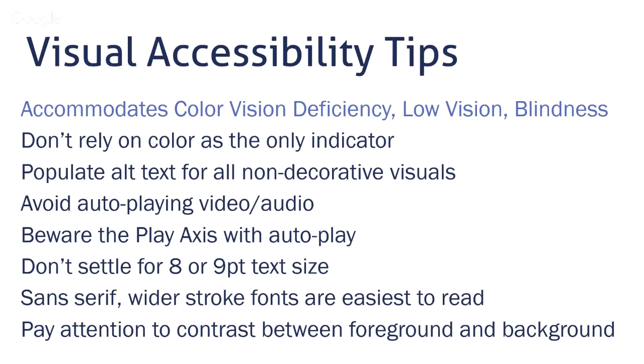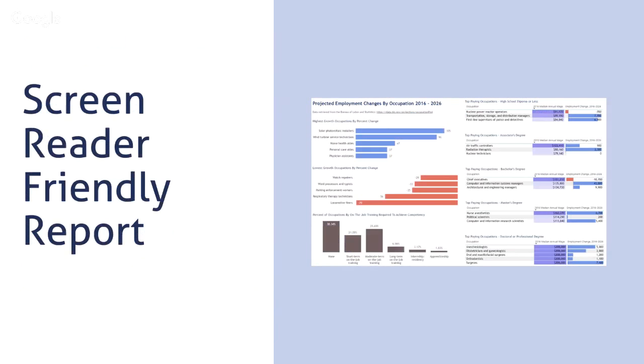When you're choosing a font, the general guidance is sans serif fonts are easier to read. What you want to pay attention to is wider stroke fonts, not meaning the actual letter is wide, but the lines used to make the letter are sufficiently wide. And then we want to pay attention to the contrast between foreground and background. That could be our text, but it could be bars or other things within our visual.